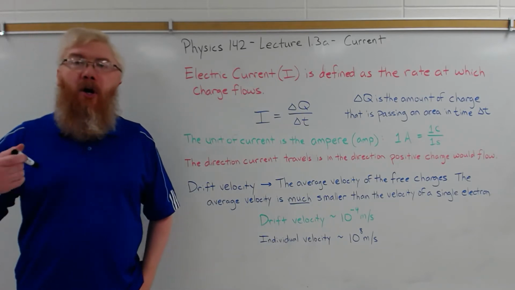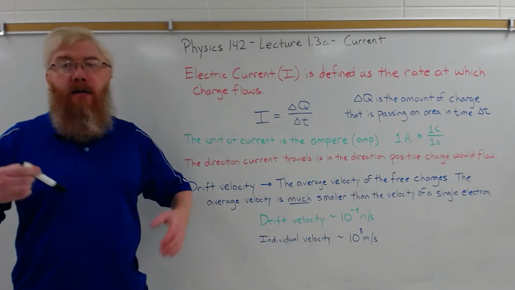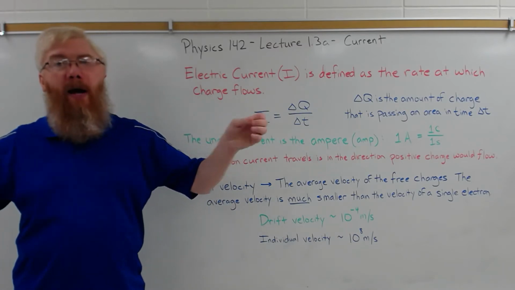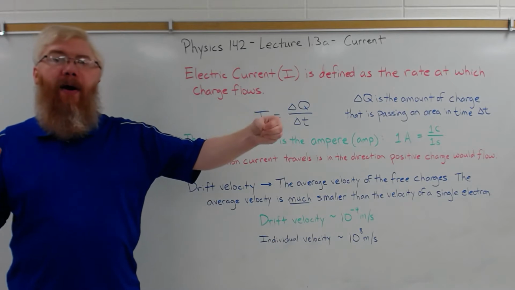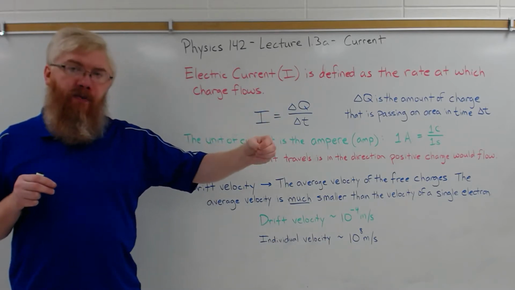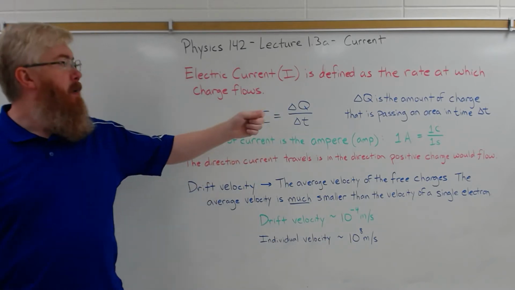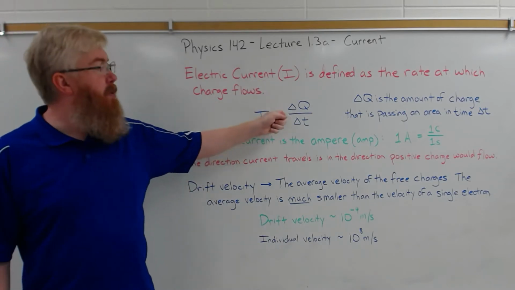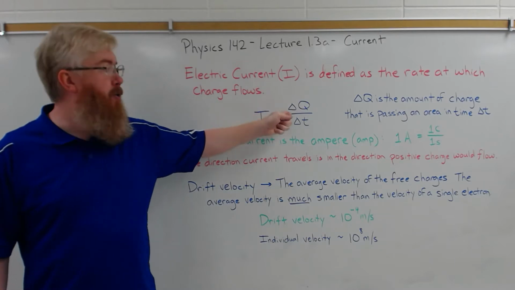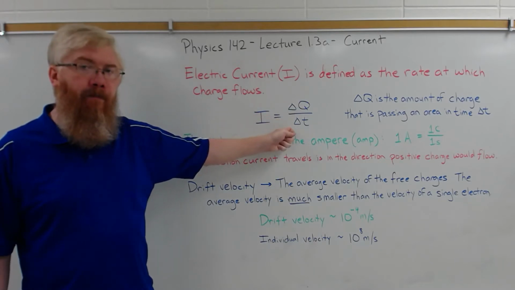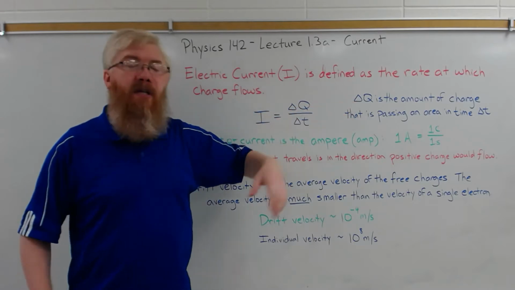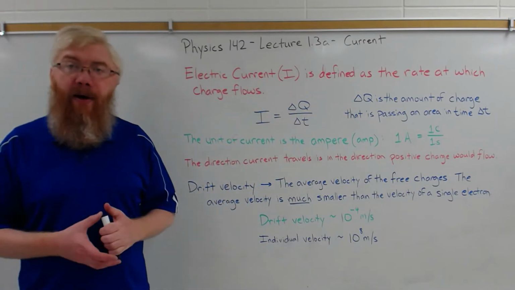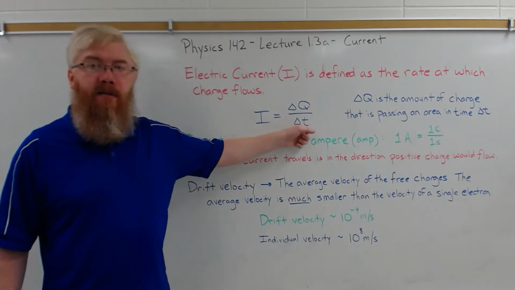Current is defined as the rate at which charge flows. So charge is moving in a conductor. Imagine a long wire where charge is moving along that wire. How quickly charge moves is defined as the current. So the current is equal to the change in charge over change in time, where delta Q is the amount of charge that passes through some area in an amount of time delta T.